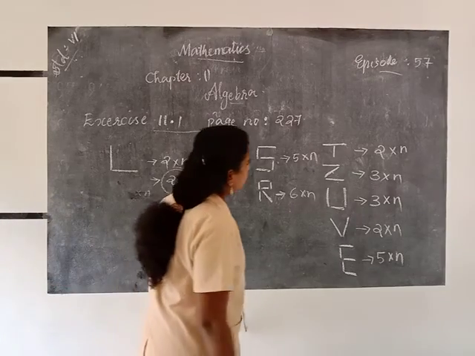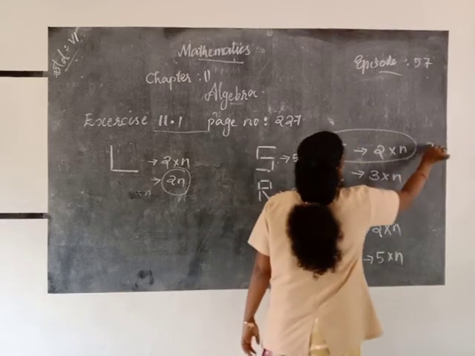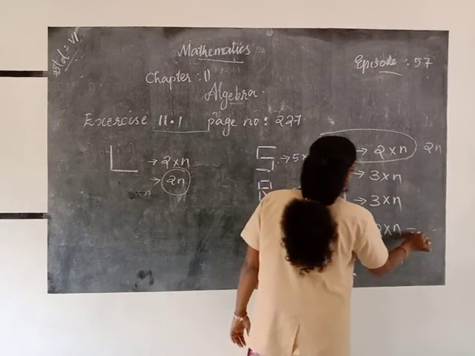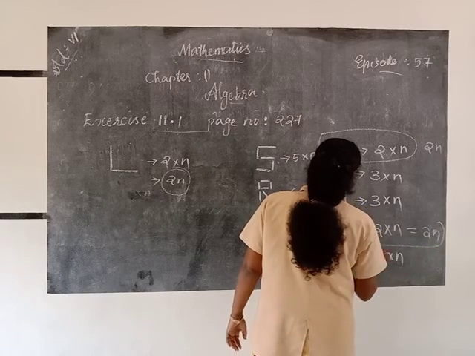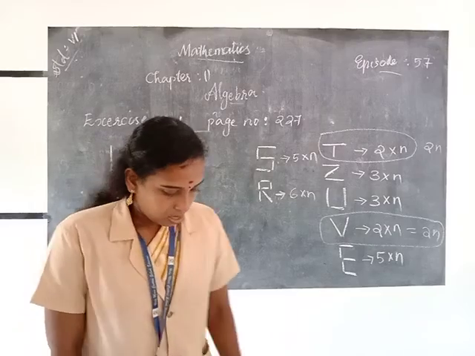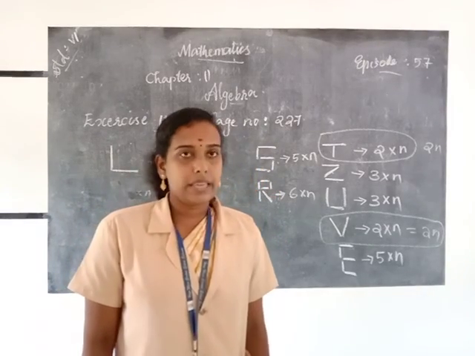Here we use 2N to make the letter T, that is 2N. Then the next letter is V. We also use the rule 2N to make the letter V. So the answer is A and B.